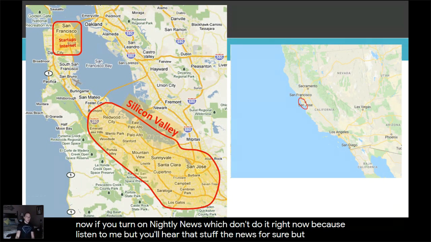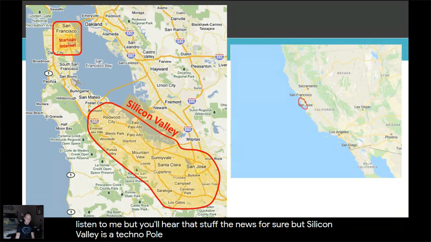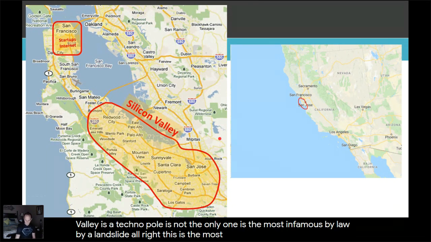But Silicon Valley is a technopole. It is not the only one. It is the most infamous by a landslide. All right, it is the most infamous by a landslide.